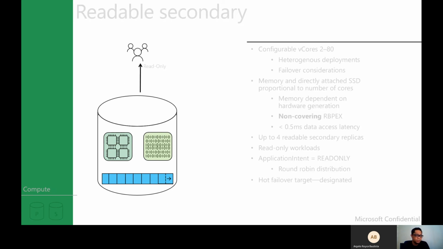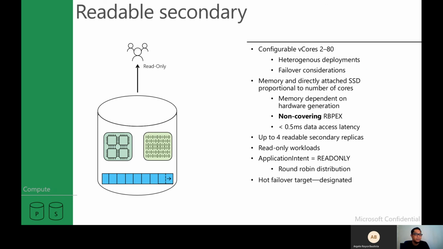And you also have a readable secondary. It's the same as your primary. The memory is also directly attached SSD. It's a local SSD, so it's the same point, less than 0.5 milliseconds for any data on the cache. You can configure up to 4 readable secondaries, and you can redirect your read-only workloads to your readable secondary, similar to what you can do with an AG or a mirror. So it's also the hot failover target for your primary.